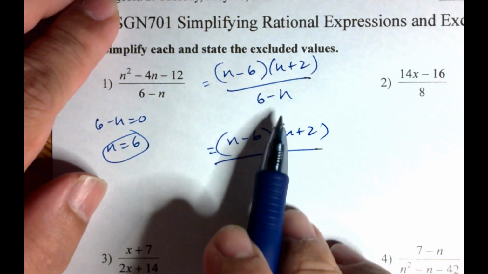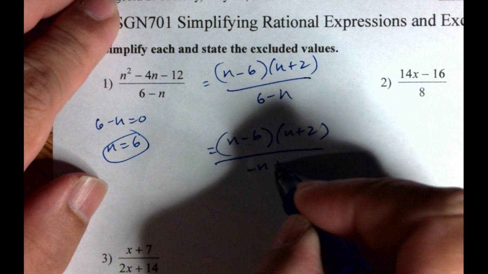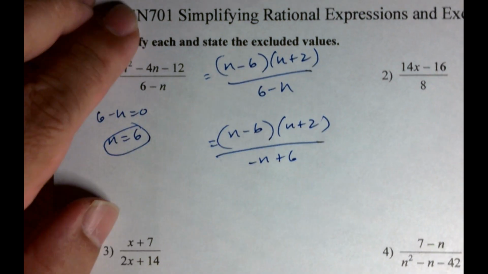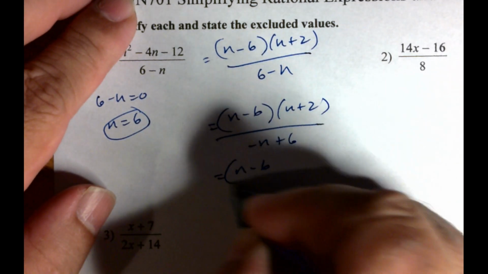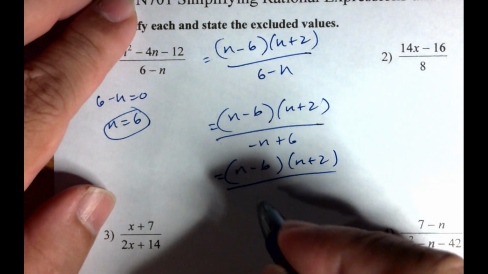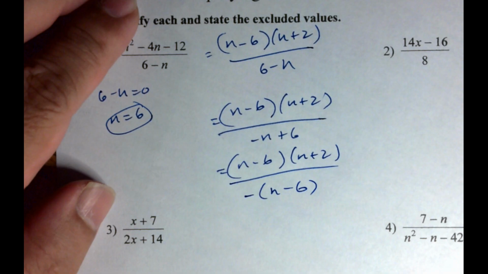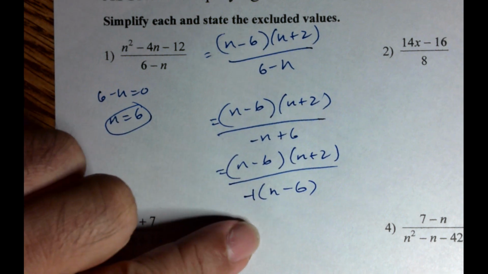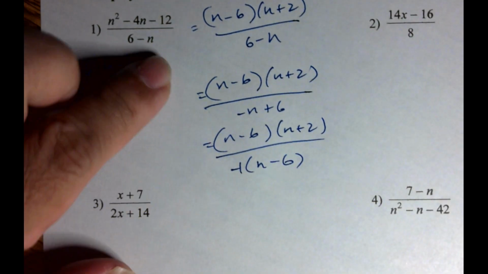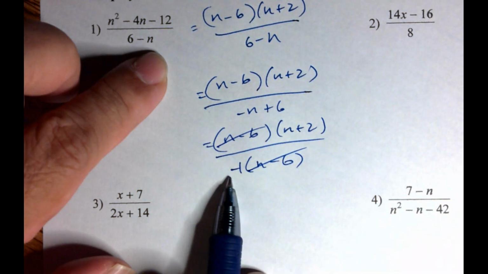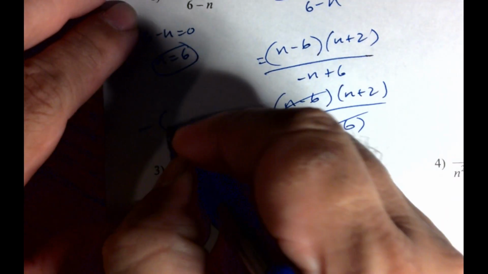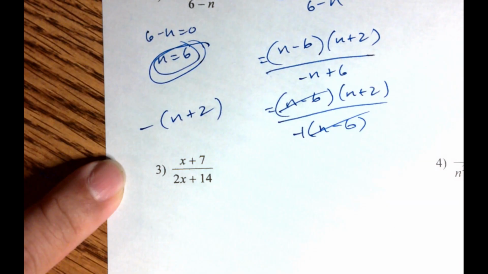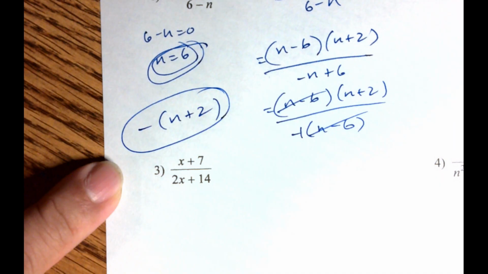And I can rewrite this as -n plus 6. But all I did was reorder it, right? It's still not exactly the same. What you can do is factor out a -1. When you factor out a -1, it changes the signs and makes it look like the one on top. So I can now reduce those. So that's now the negative of n plus 2. So the final answer is n plus 2 with a negative sign outside. Okay, so my excluded value is n equals 6, and my final answer is negative of n plus 2.